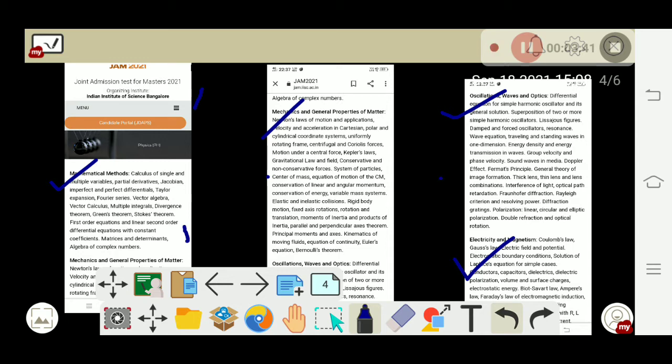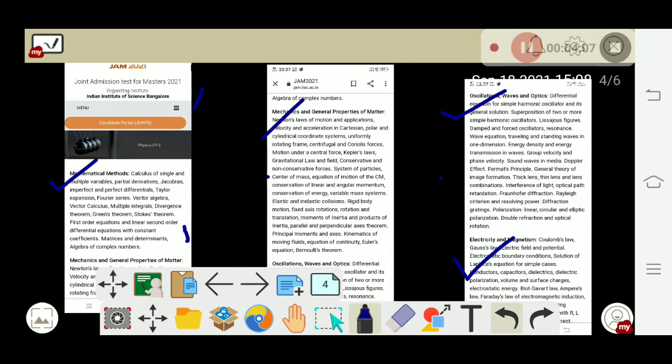rotating frame, centrifugal and Coriolis forces, motion under a central force. Most important portion is central force. Kepler's law, gravitational law, and field, conservative and non-conservative forces. Some conservation type of problems may come like energy, momentum, like this.